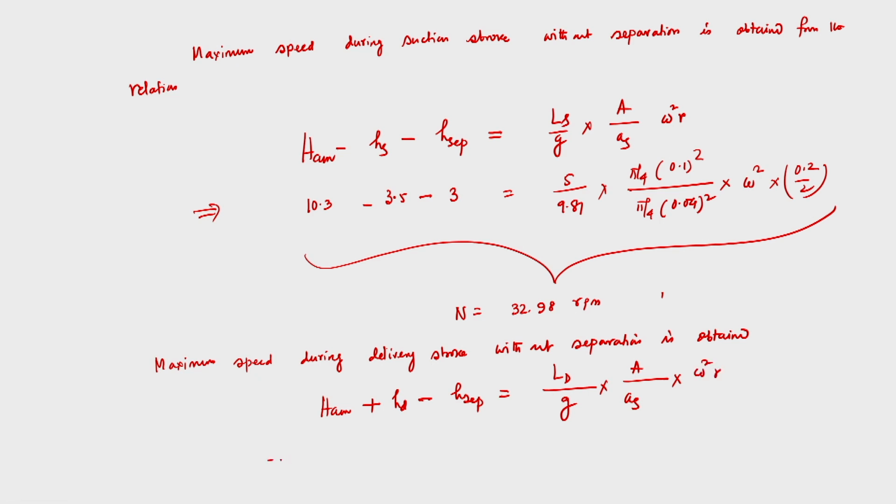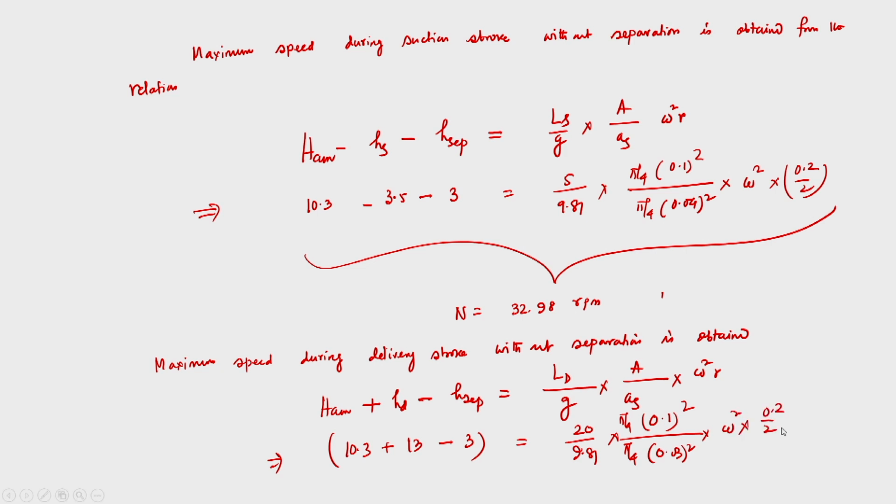So again we know everything, because this is 10.3, and it is given 13 meter, minus the separation which occurs, 3 meter of absolute water. LD is given 20, divided by 9.81, and A is again pi by 4 into 0.1 square, divided by pi by 4 into 0.03 square, into omega square into 0.2 by 2. So if I calculate from this, the maximum speed during the delivery stroke without separation is obtained.